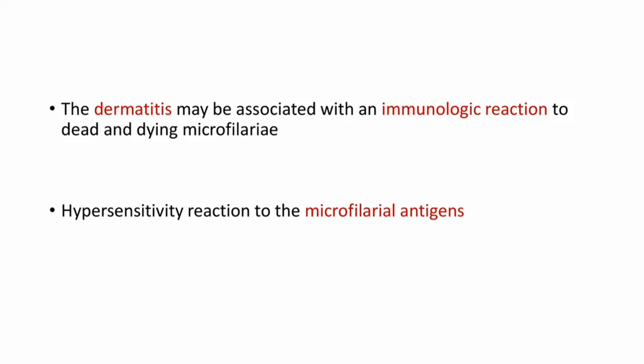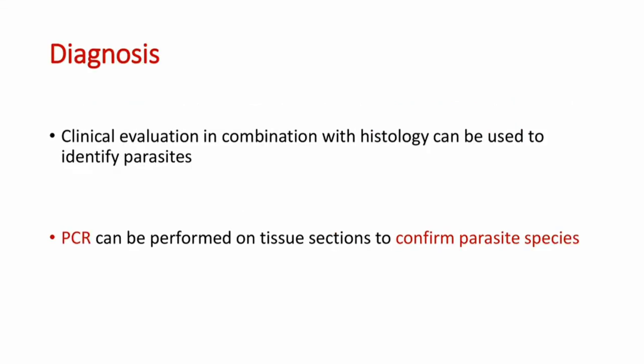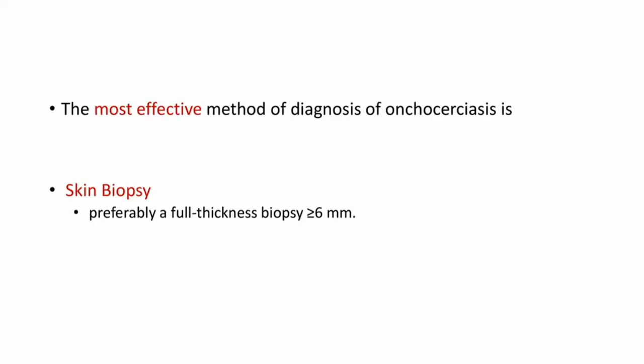Coming to the diagnosis. Clinical evaluation in combination with histology can be used to identify parasites, and PCR, that is polymerase chain reaction, can be performed on tissue sections to confirm the parasite species. The most effective method of diagnosis of onchocerciasis is skin biopsy, preferably a full thickness biopsy, that is more than 6 mm.